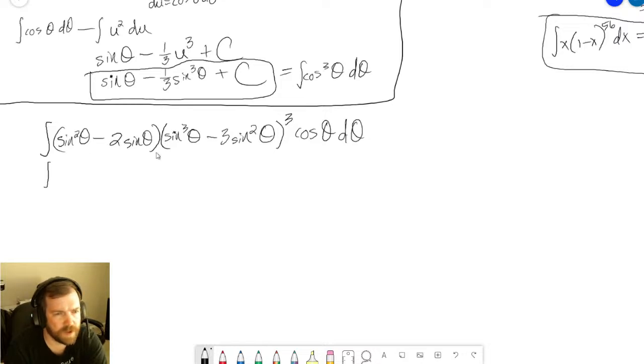So I might suggest multiplying this out as best you can. At the moment, just leave this. So this is going to be sine squared theta minus 2 sine of theta, parentheses. Alright, so we can factor out a sine of theta from both of these two terms. We're left with a sine of theta minus 2.